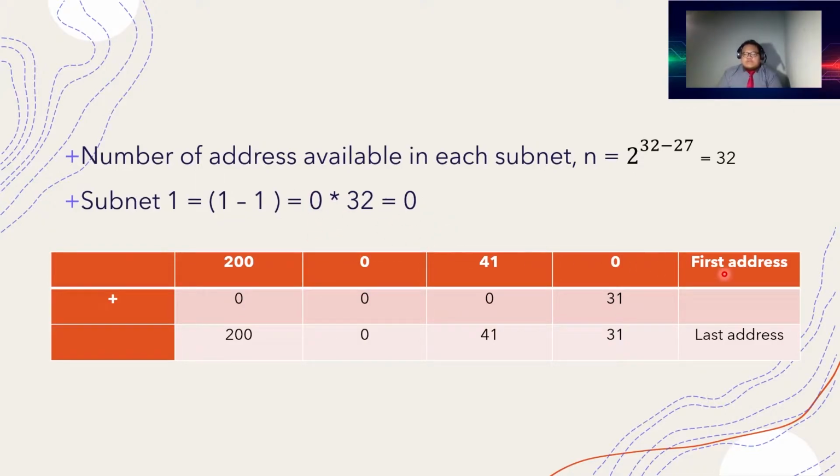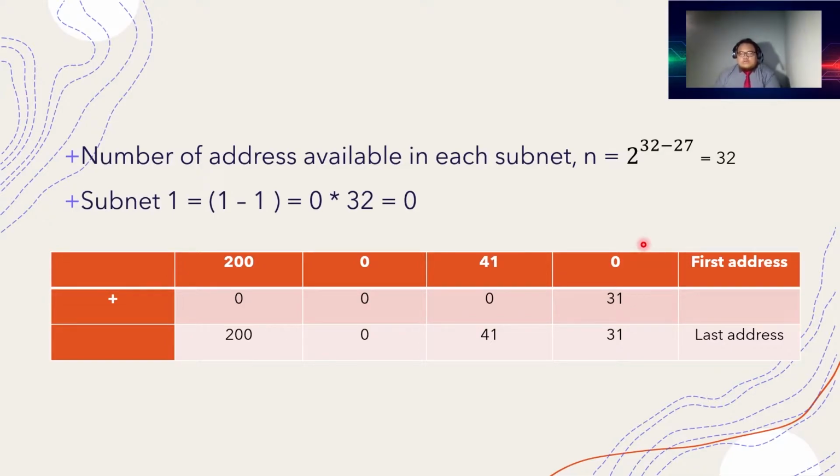So from here we are using 200.0.41.0 and the wildcard 0.0.0.31, and from this addition we retrieve the last address, 200.0.41.31. The first address is the network address and the last address is the broadcast address.